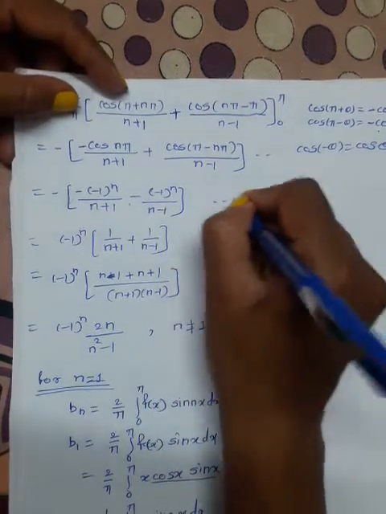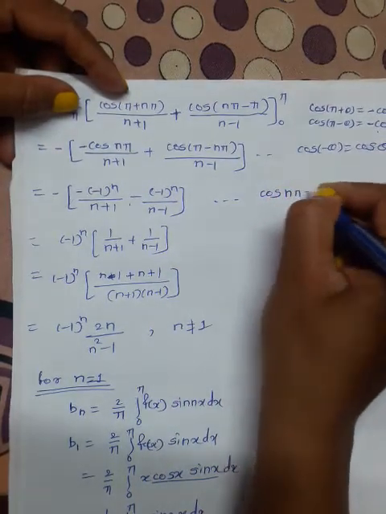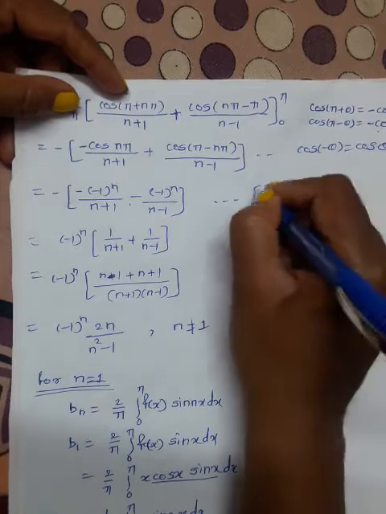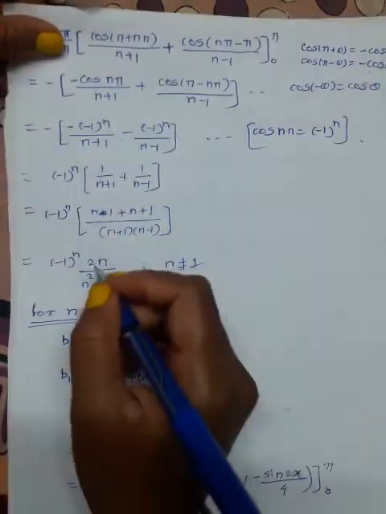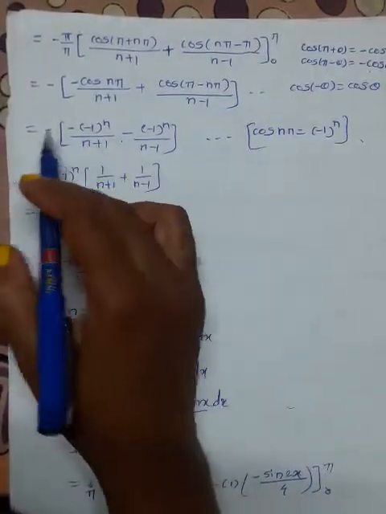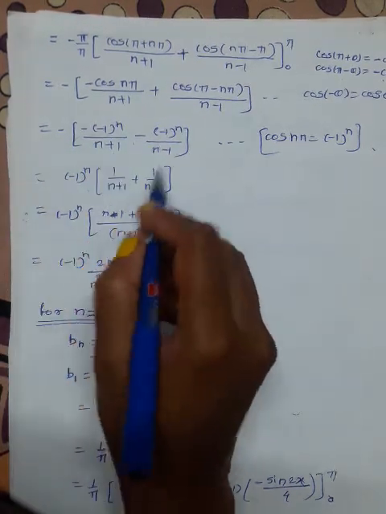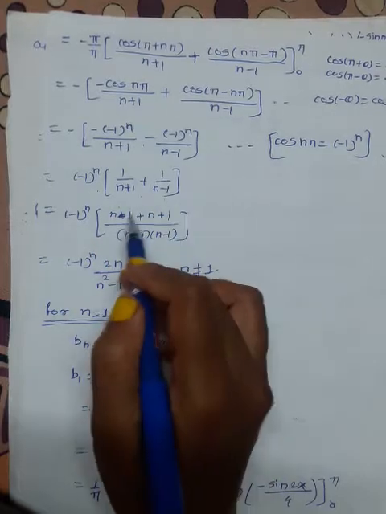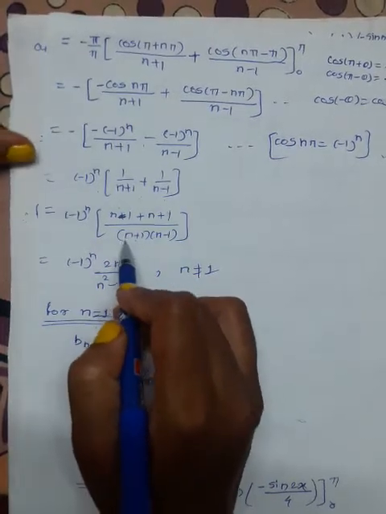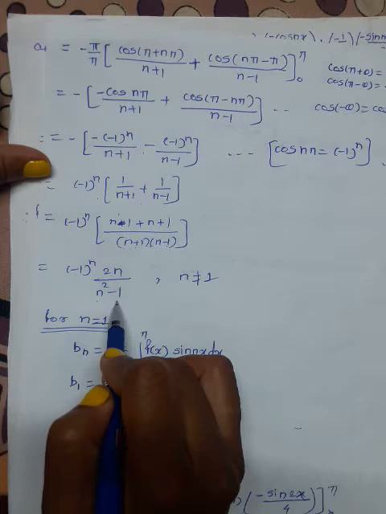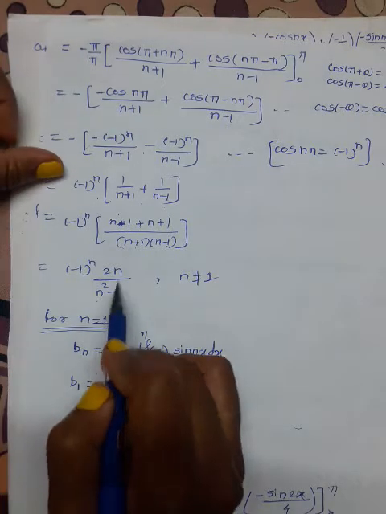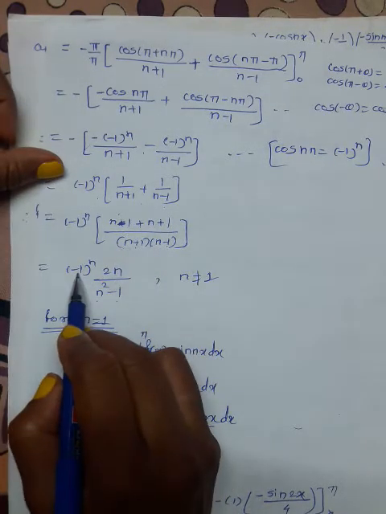Cos of n pi value is, we know, minus 1 raised to n. Only a few things we have to mug up in this chapter. Okay, now take this minus outside, cancel with this minus, take this minus 1 raised to n outside, 1 upon n plus 1 plus 1 upon n minus 1, cross multiplying we get this, and a plus b into a minus b, n square minus a square minus b square. Numerator becomes 2n, this as it is.